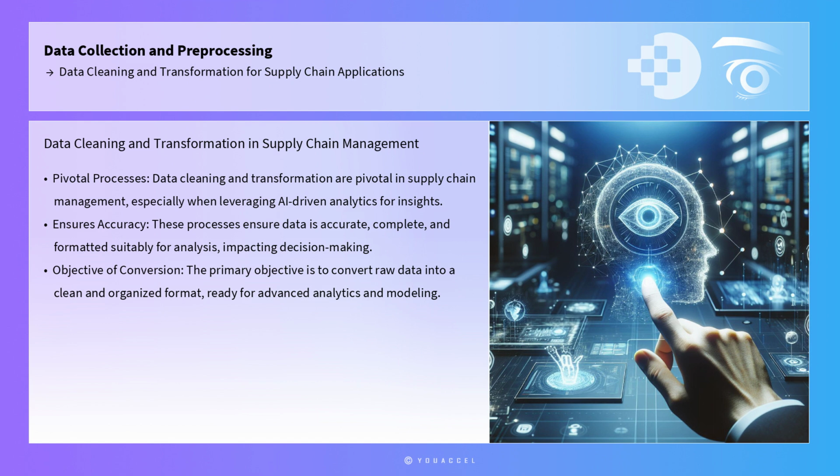Data cleaning and transformation are pivotal processes in the realm of supply chain management, particularly when leveraging AI-driven analytics to derive actionable insights. These processes ensure that data is accurate, complete, and formatted in a way that is suitable for analysis, directly impacting decision-making and operational efficiency in supply chains. The primary objective is to convert raw data into a clean and organized format, ready for advanced analytics and modeling, thereby enhancing the overall effectiveness of supply chain operations.